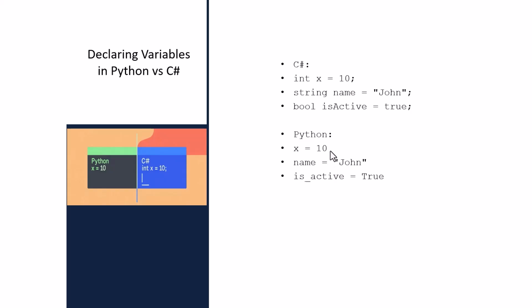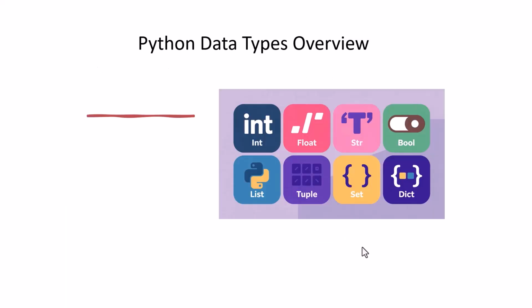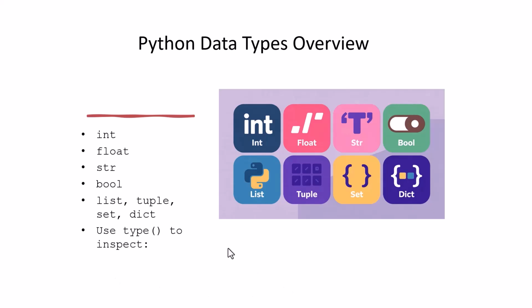At the end of the code, it doesn't require any semicolon to terminate. And then no need to declare types explicitly. Now, Python data types overview. Python has several built-in data types including int, float, string (str), boolean, and then list, tuple, set, and dictionary. Now we use the type function to inspect, like type of 42, you get an answer, class integer.